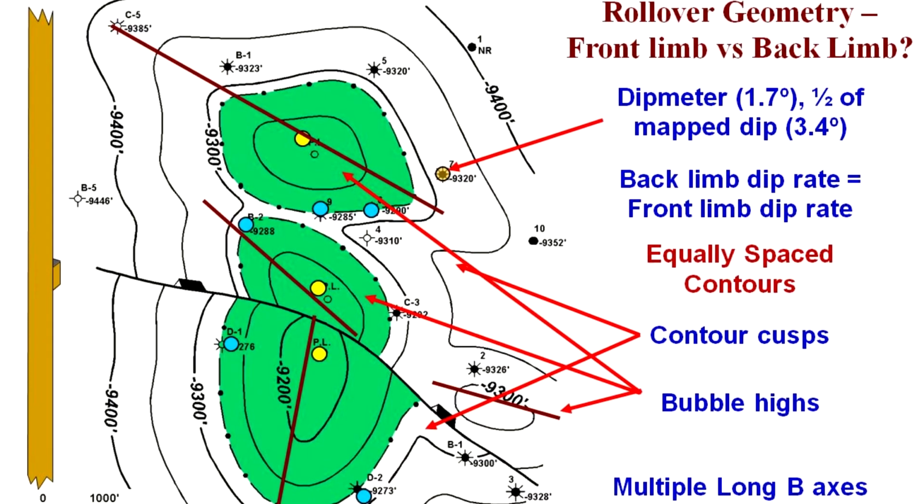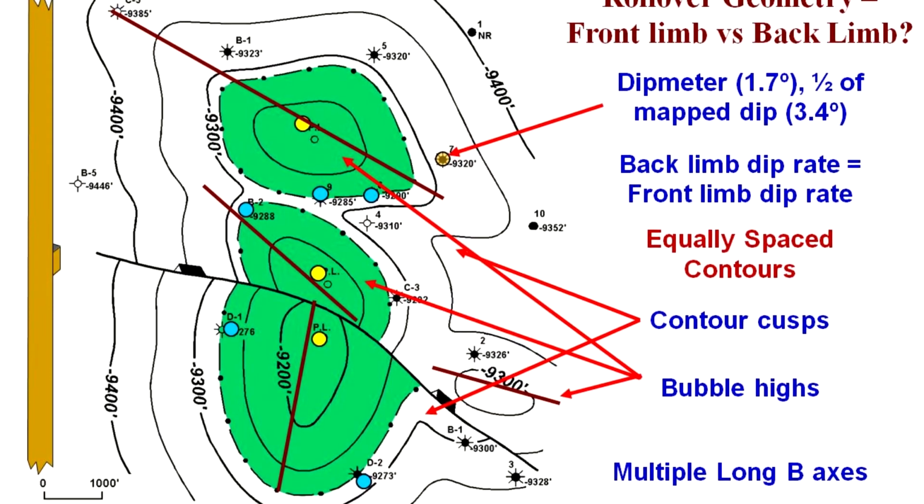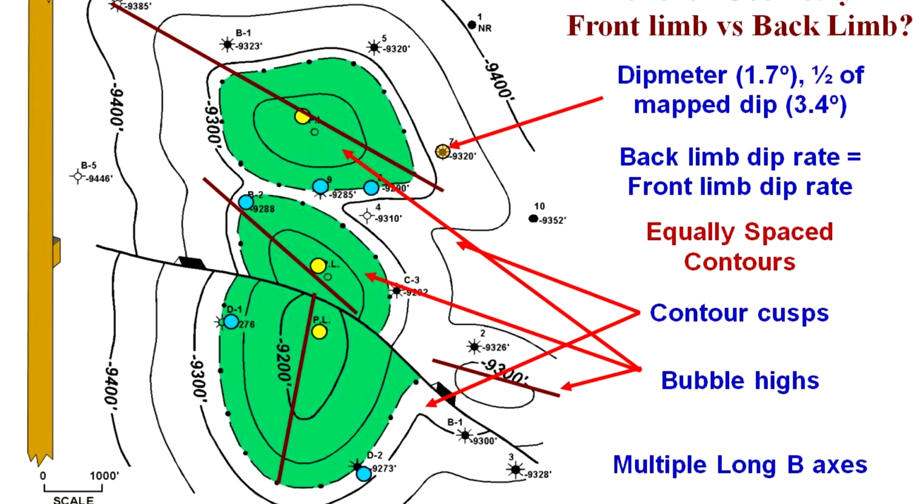We notice also a number of contour cusps, and we notice that our locations are actually bubble highs, not geologically real structures. And finally, we can confirm that the map is inaccurate because we have multiple long B structural axes.